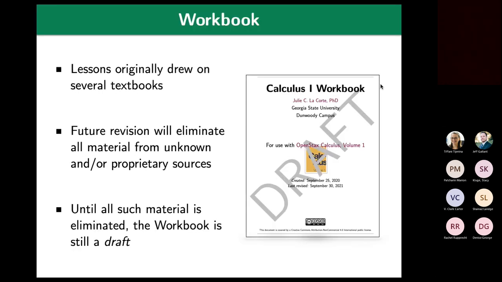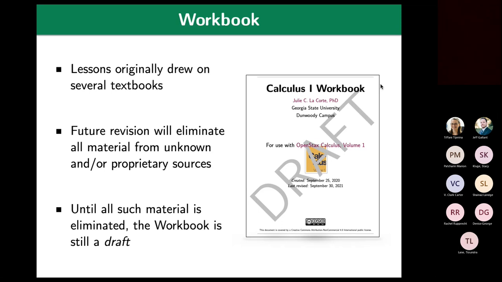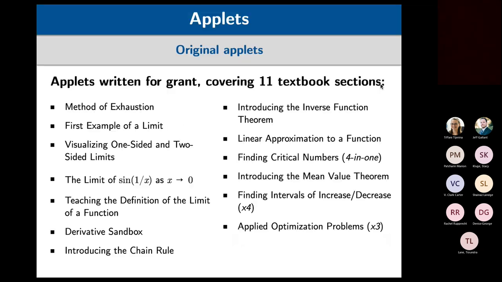All right, so let's move on to the workbook. The lessons in the workbook, they're basically my lecture notes modified, but I developed them over years with a bunch of different textbooks. At this point, I can't vouch for the sources of all this material in the workbook. So I'm still calling it a draft, and I'm going to call it a draft until I work through the workbook myself and take out all the unsourced materials. And eliminate all the proprietary material. All right, on to the applets.